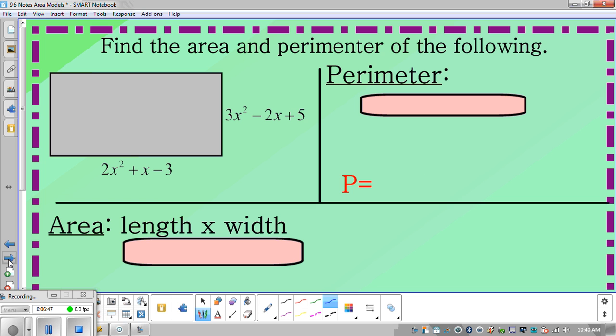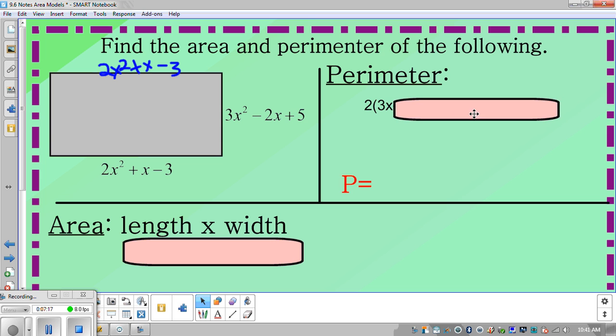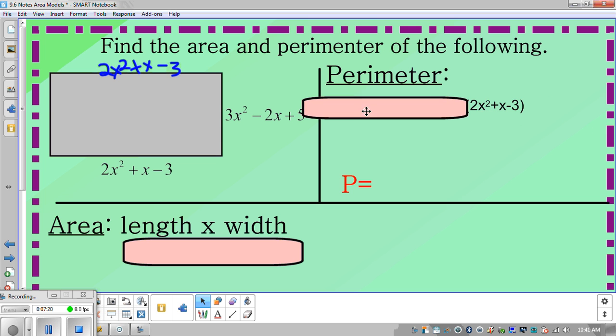Same idea. This time we have a rectangle instead of a square. I'm going to hope for perimeter that you make your life easy. I am hoping that you will see we have 2 lengths. We have 2 of 2x squared plus x minus 3. Instead of writing them both out, I am hoping that you will simply write 2 times the quantity. I have it over here. 2 times the quantity, 2x squared plus x minus 3.